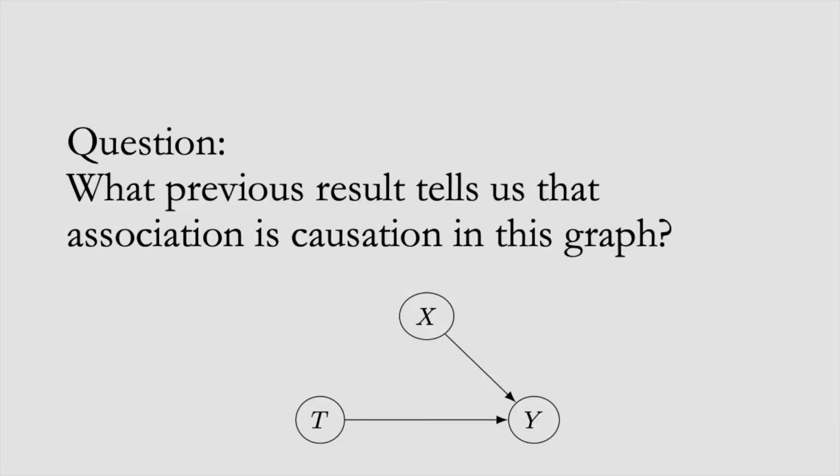Consider this graph that we just saw. What previous result that we've seen tells us that association is causation in this graph?